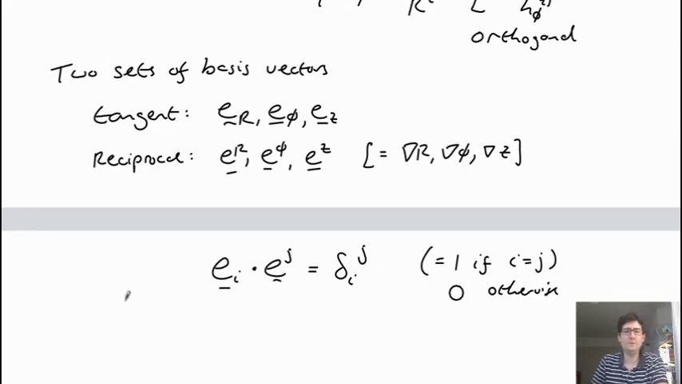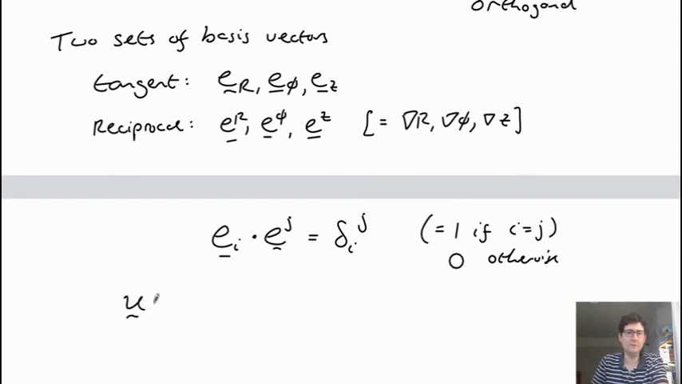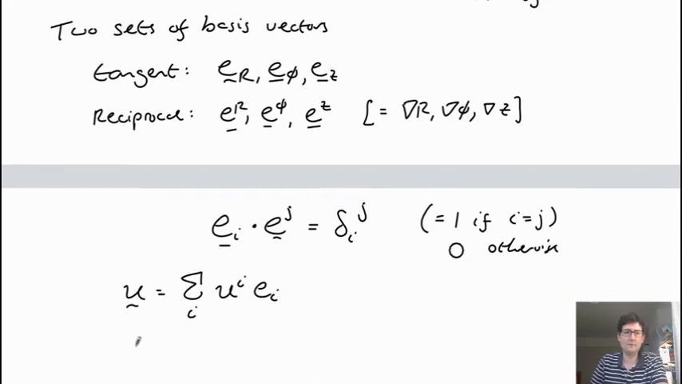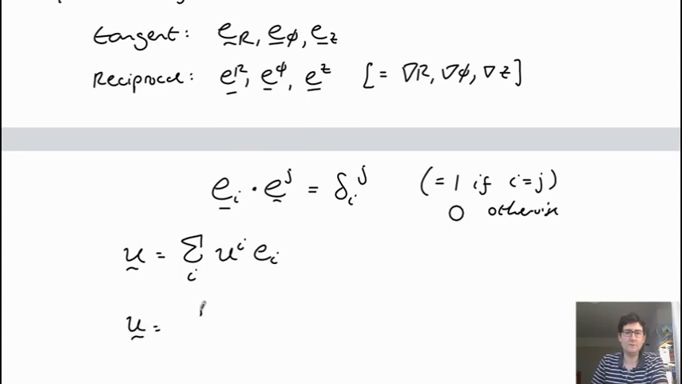And this means we can write all vectors. So if you have some vector u, we can write it as basically the sum over the index i of the u components, so u i e i, for example. Or you can write it equivalently as the sum over i of u lower i e i. And so you have the component, and you have the basis vector, and we can use this property that they're orthogonal to calculate these components. So u i is u dotted with e i, and the same.